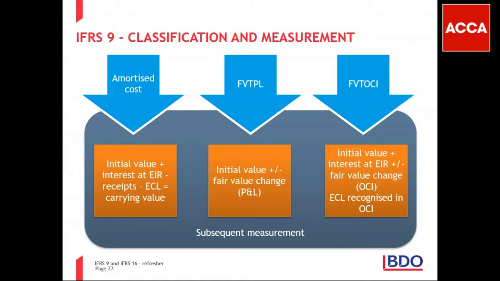Fair value through OCI instruments: again, initial carrying amount, because this is a fair value through OCI category, and it does allow some debt instruments to be recorded at fair value through OCI. So initial carrying value plus interest at the effective interest rate method will be recognized, and fair value changes will also be recognized to reflect the carrying value. However, any expected credit losses on the fair value through OCI instruments will not be reduced from the carrying value of the instrument on the balance sheet.